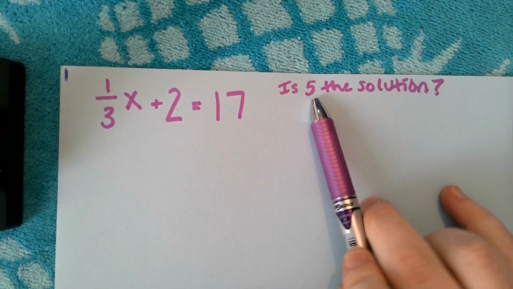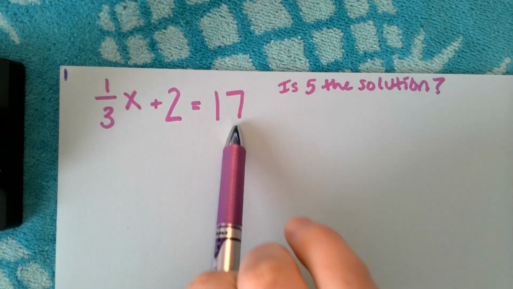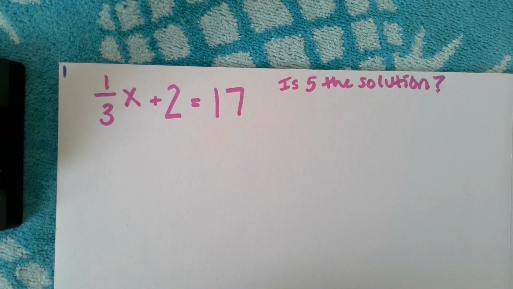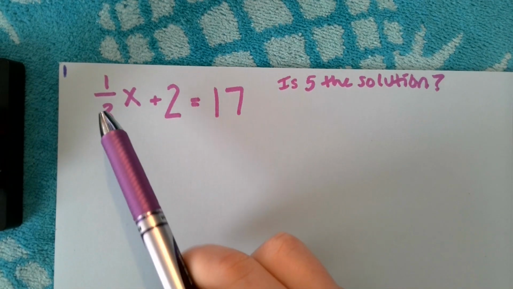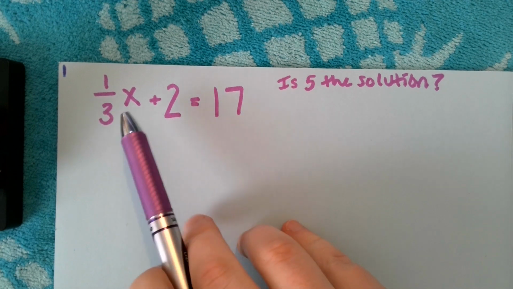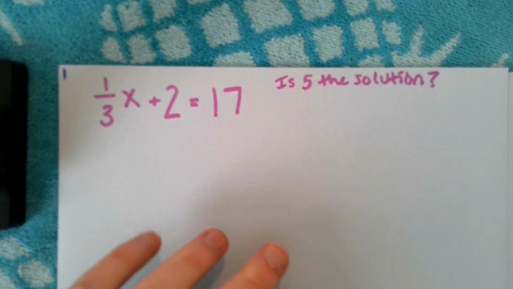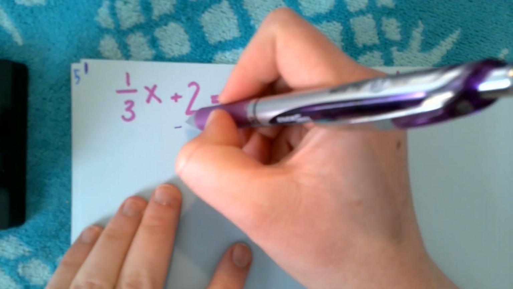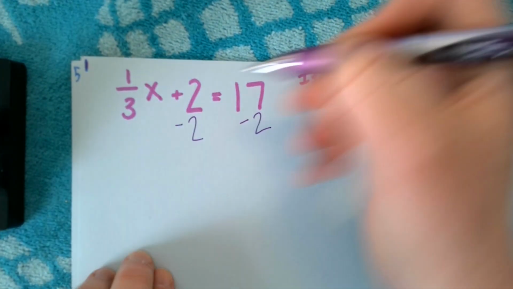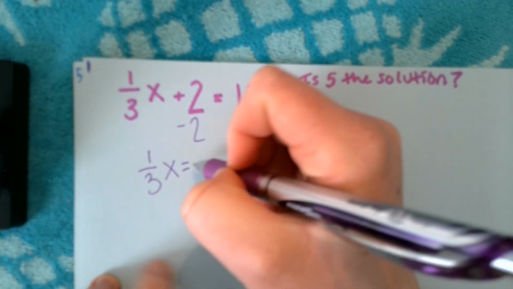Some of you might think that we can substitute 5 for x to see if that equals 17. 1/3 of 5 is definitely less than 5, and 5 plus 2 is not close to 17. So I don't think it's going to be a solution, but let's go ahead and find out the exact solution. I can subtract 2 from both sides. I get 1/3 x equals 15.